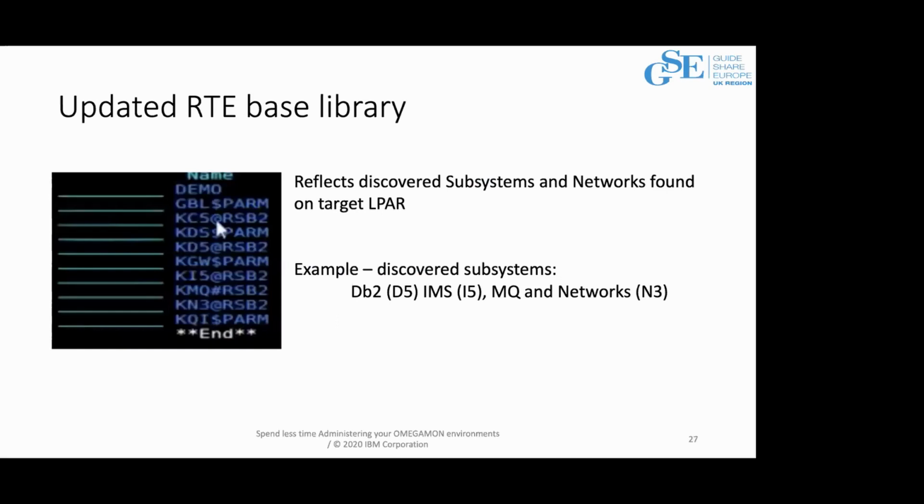Here you see the dollar or the at sysname. In this case, RSB2, but the members with the at symbol in them are the ones that were discovered. Okay, and in this example, we have a DB2, D5@, IMS, I5@, MQ, and network, which is the N3. So these are the network, it could be that you have multiple network stacks, right? You can have more than one. So therefore, that's what N3@ will provide, find for you.